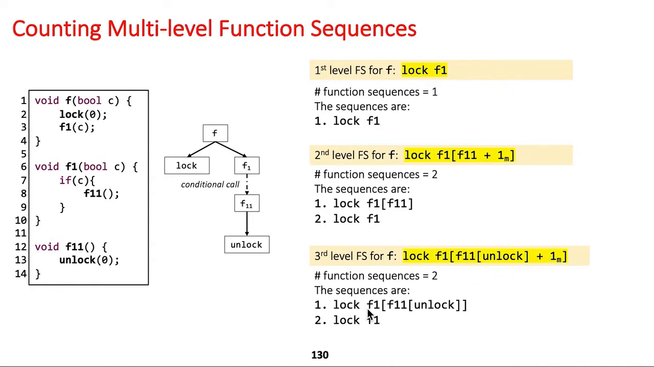They are shown here. One function sequence is lock followed by F1 in square bracket F11 in another square bracket unlock. And keep in mind the square brackets reflect that F11 is called by F1 and unlock is called by F11. So the called relationship is reflected by the square brackets.